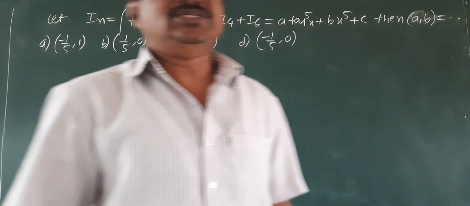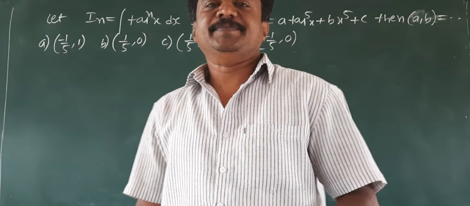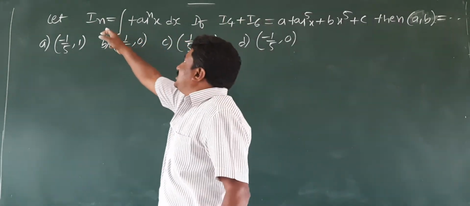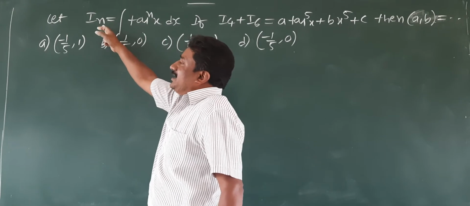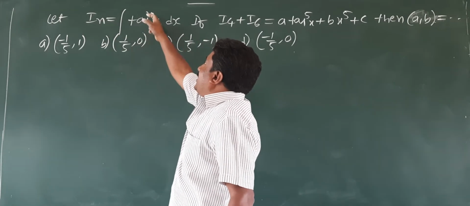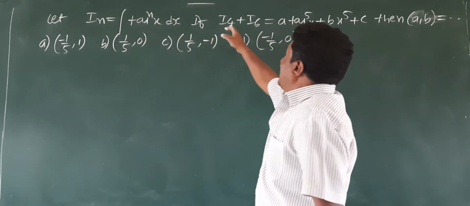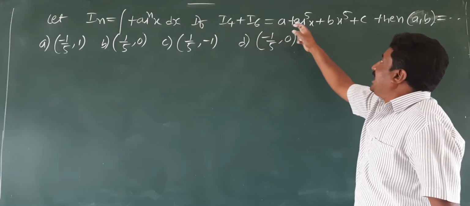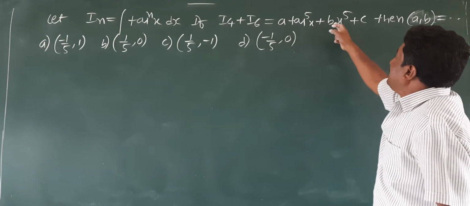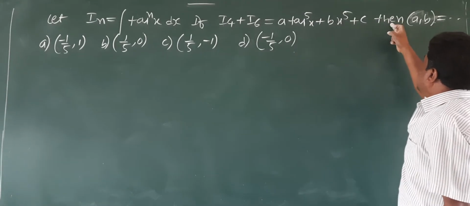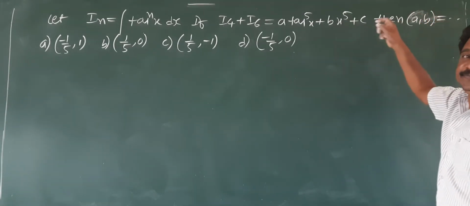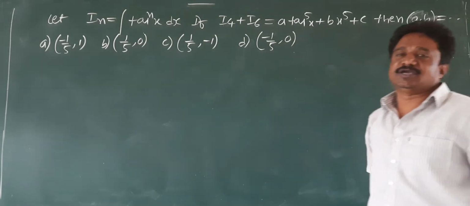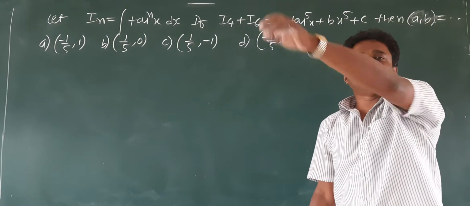Students, this is JEE class 12. Look at the simple question on the board. If In is equal to the integral of tan power n x dx, and I4 plus I6 is equal to a tan power 5x plus b x power 5 plus c, then the ordered pair (a, b) is equal to what? Options are also given. It is a very easy question, students.